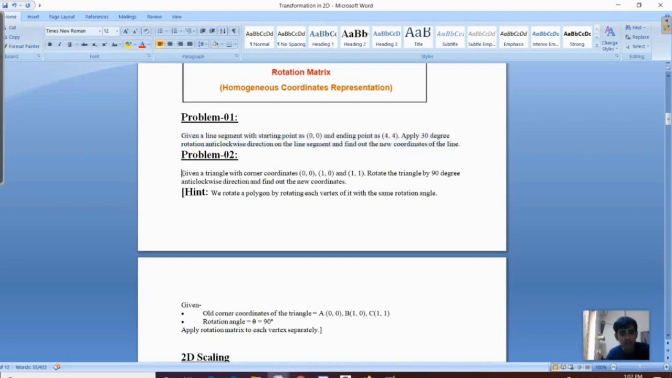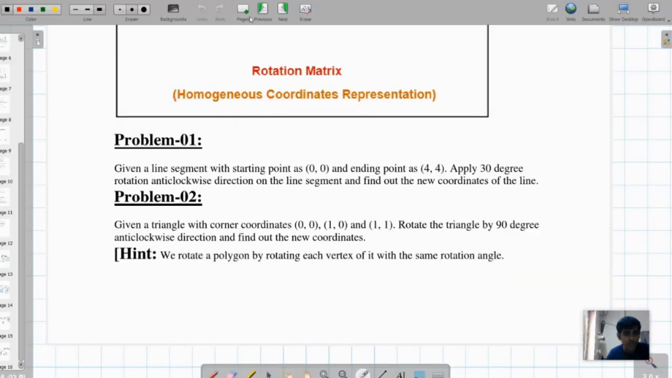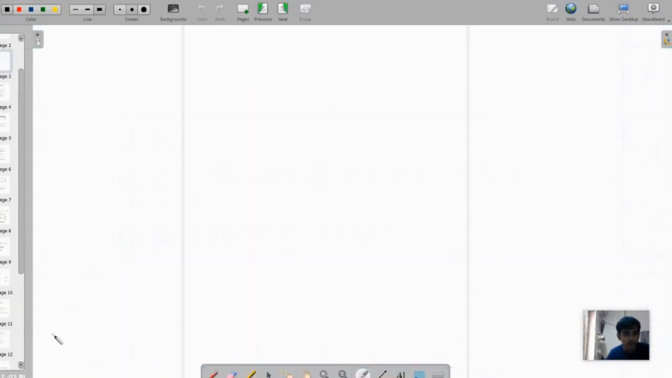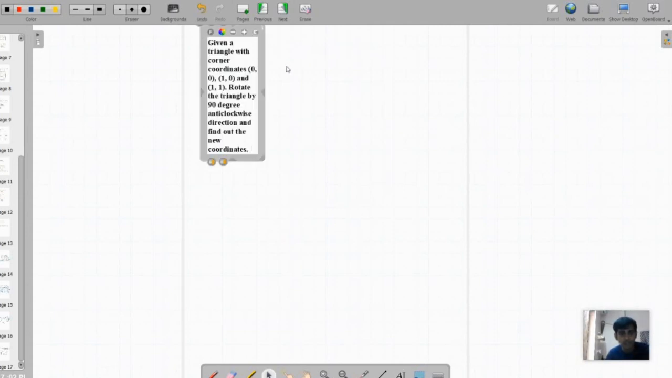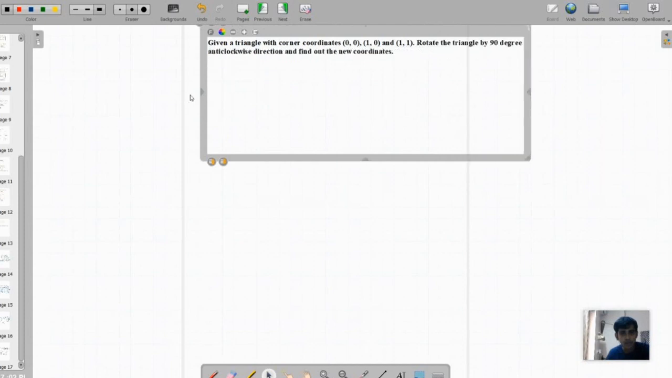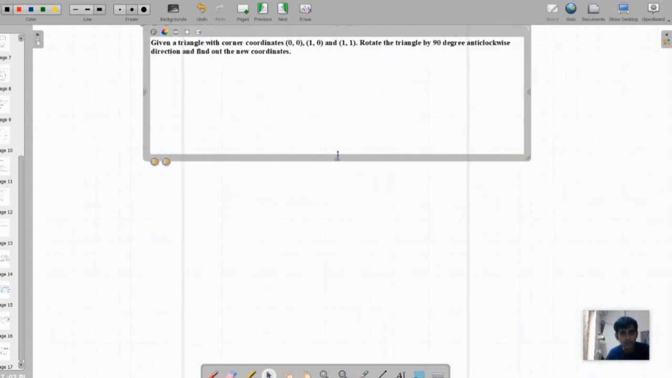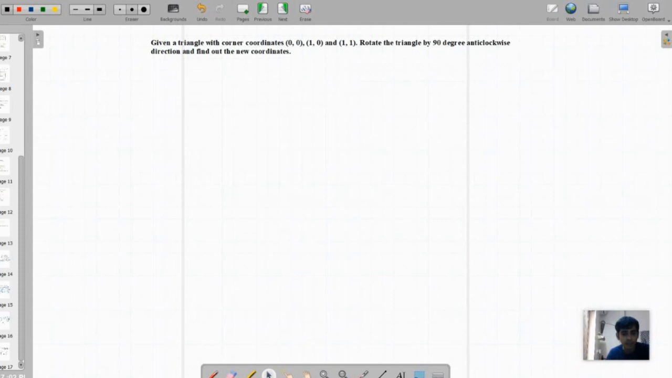Just think yourself for a while, and in the meantime, I will copy the problem to have it in our board. I paste it here. Now you can have a look at the problem once again: given a triangle, you have a triangle in a two-dimensional space.